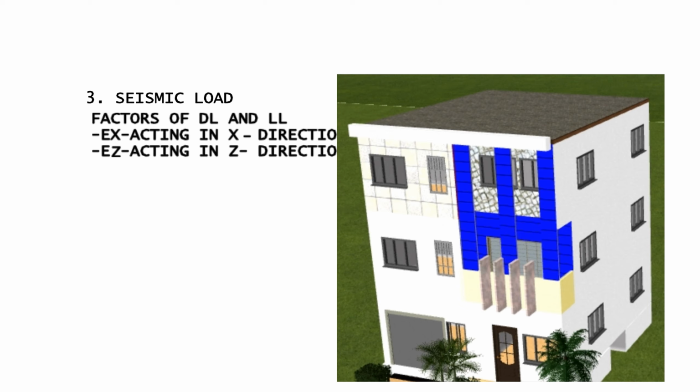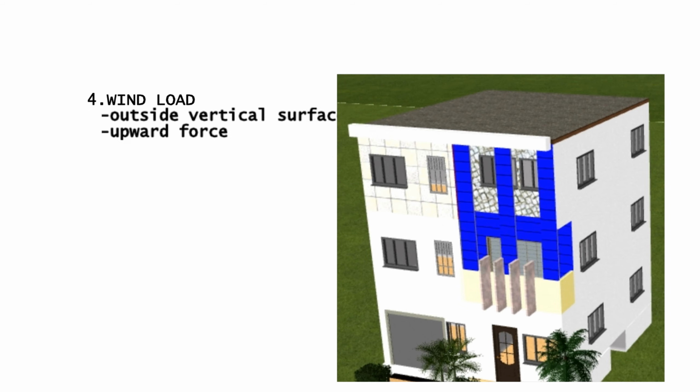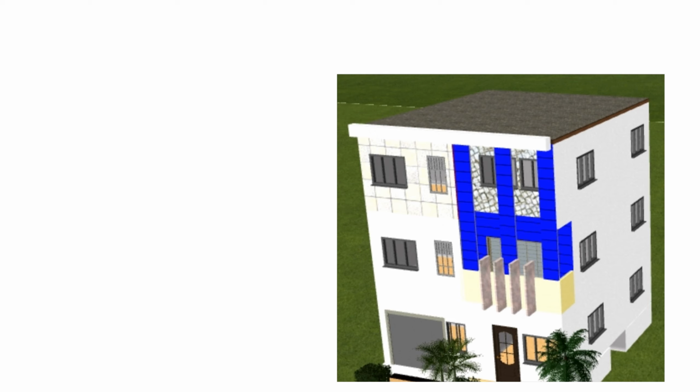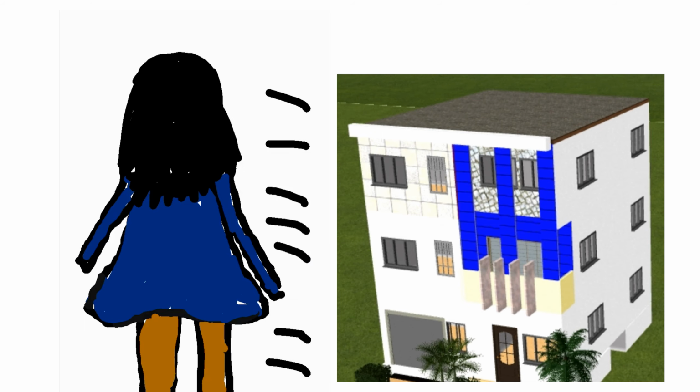Now the next load is the seismic loads. These are factors of dead load and live load, which causes horizontal thrust in members. Number 4 is wind loads. This is due to wind acting on vertical surfaces. In case of roof having less weight, the force causes uplift.